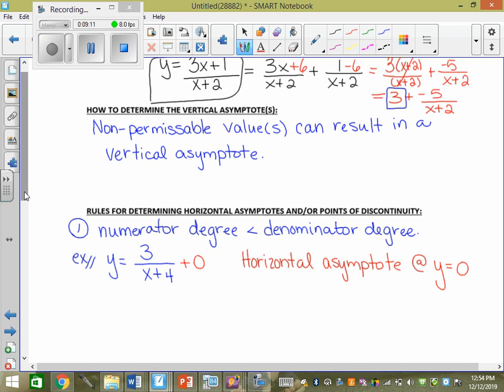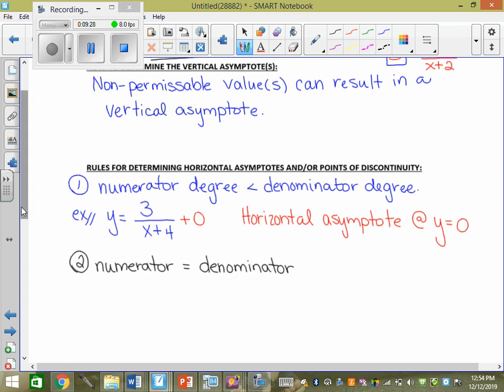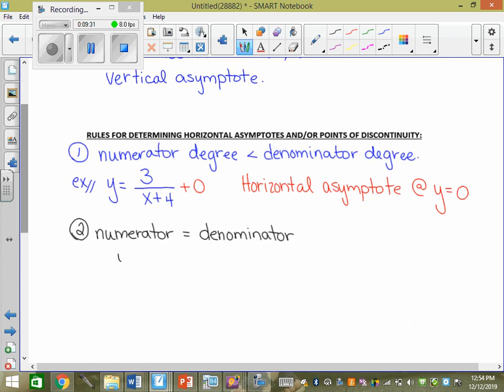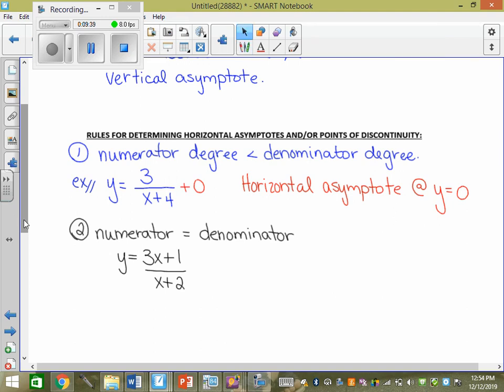So the rule number 2 is when the numerator equals the denominator. Okay, when the numerator equals the denominator, we're going to have something like this one. 3x plus 1 over x plus 2. And I just proved to you that it's a 3, correct? I was trying to do something more complex, and then it hurt, so we stopped because I'm not feeling well. So it's the exact same example. What you do when you have the numerator equals the denominator, you just take a fraction of the leading coefficients, and you're done to get your horizontal asymptote.